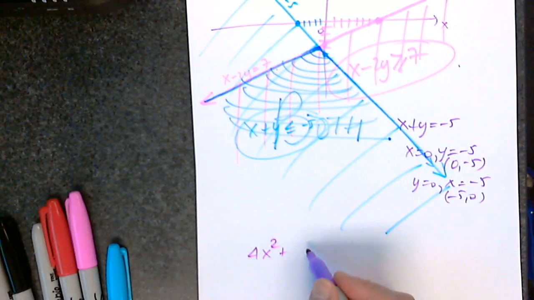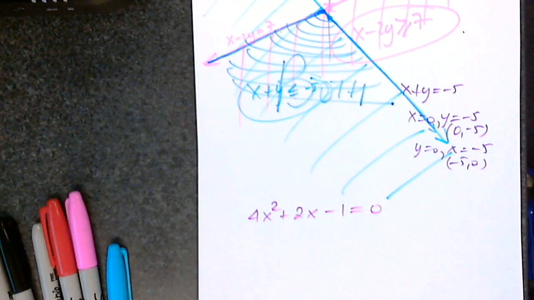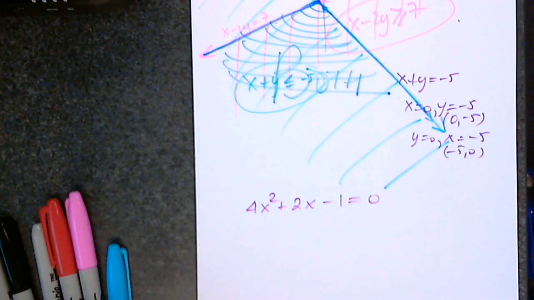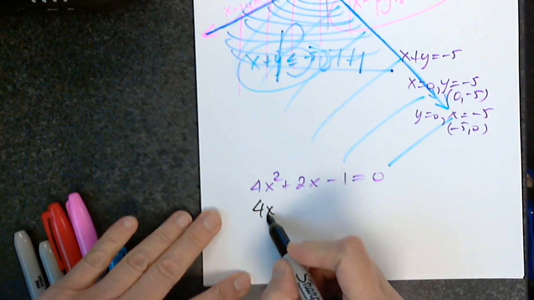4x squared plus 2x minus 1 equals 0. We're asked to solve by completing the square. What do I have to do first for sure? I usually move the negative 1. You can, that's fine. Let's do that first, it's okay.